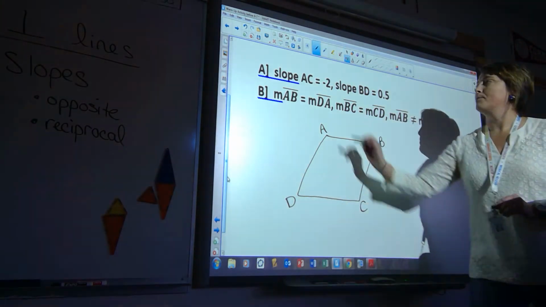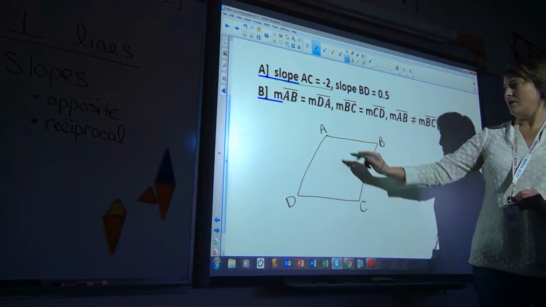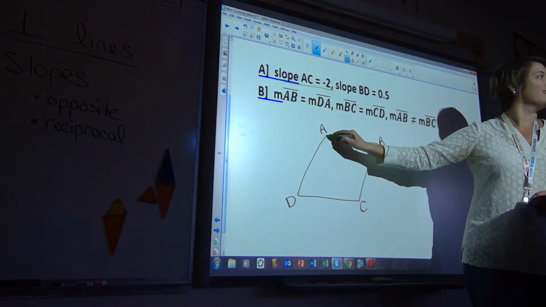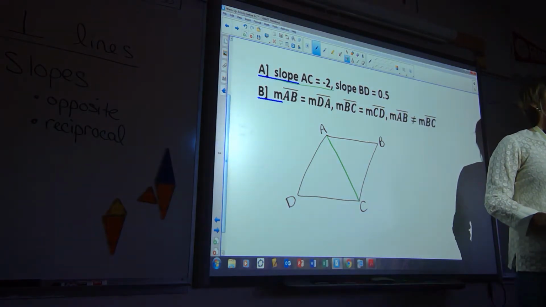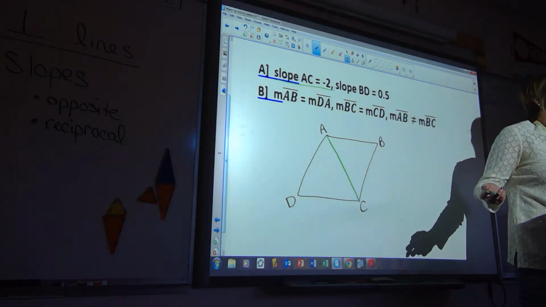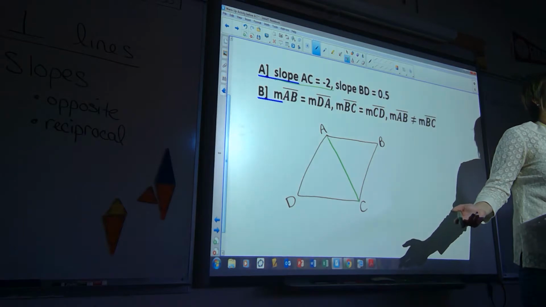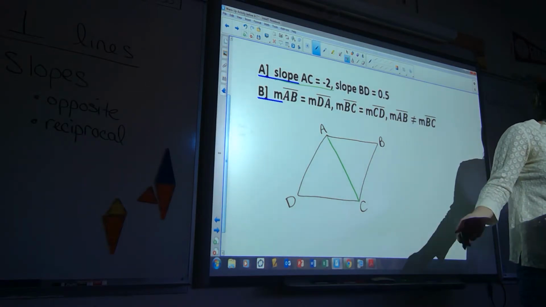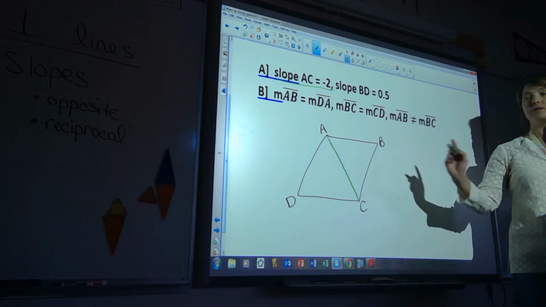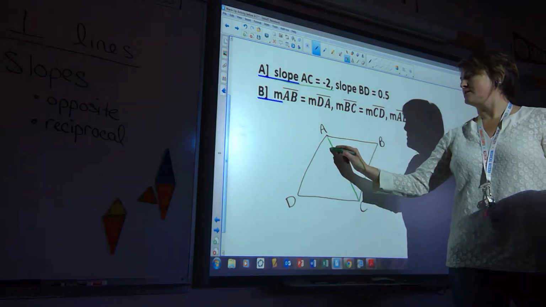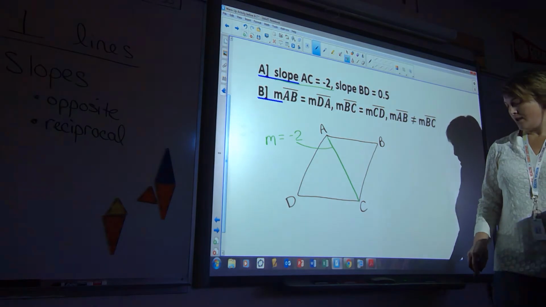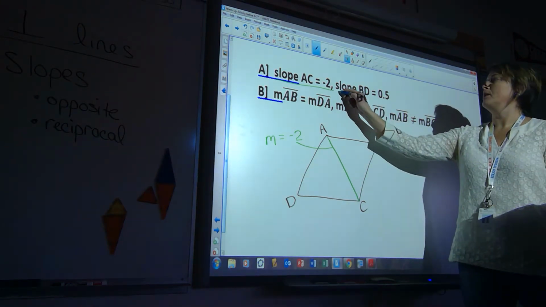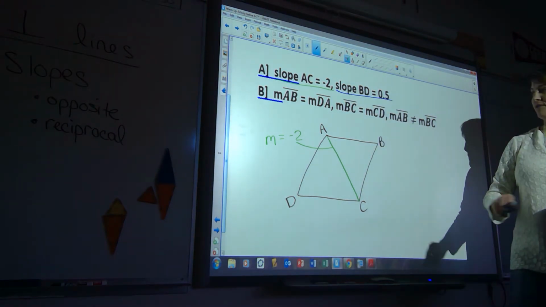All right, slope of AC is -2. Oh, that's a diagonal. Without the picture, would you know that? Or would you just assume that that was a side length? You'd probably accidentally assume that. So the picture is really helpful. All right, so this has a slope of -2. Now, the slope of BD is 1/2.